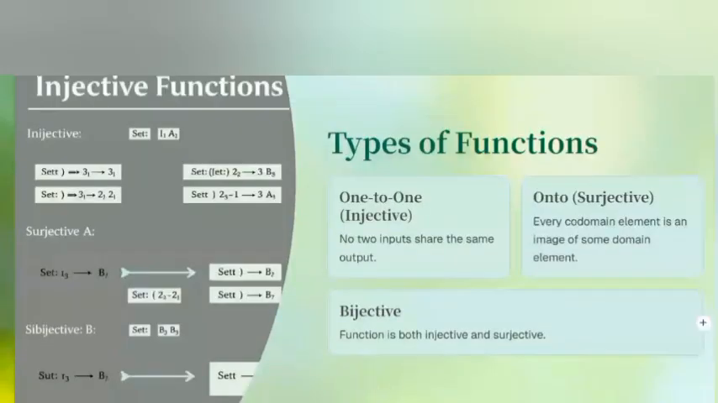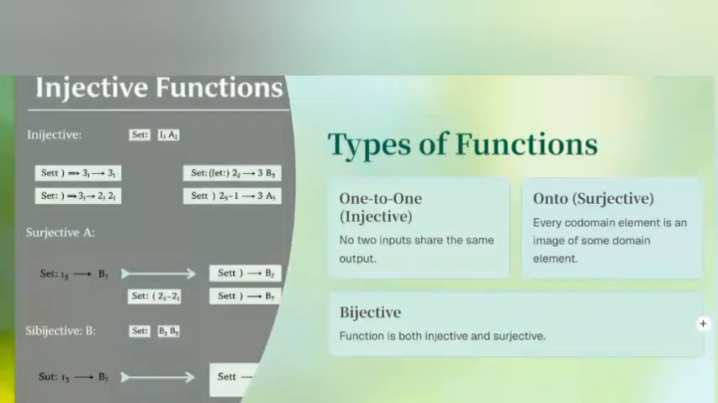So we have types of functions: the one-to-one function, the onto function, and bijective functions. There are other names for these, which are named here in brackets. Now, for a one-to-one function, no two inputs share the same output.